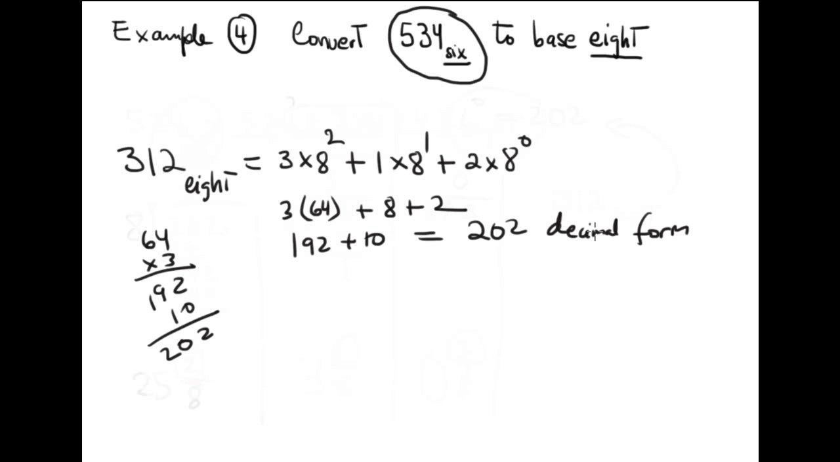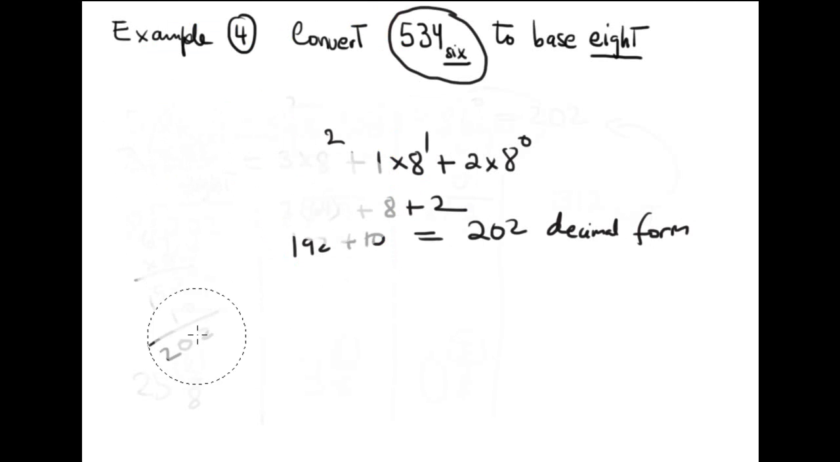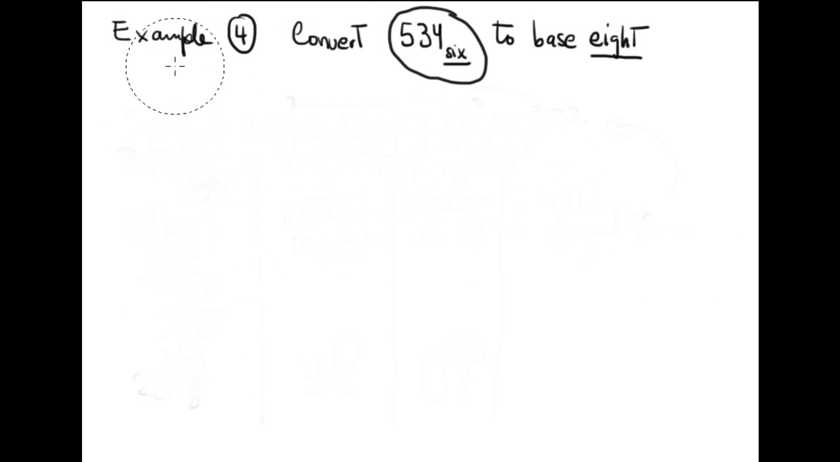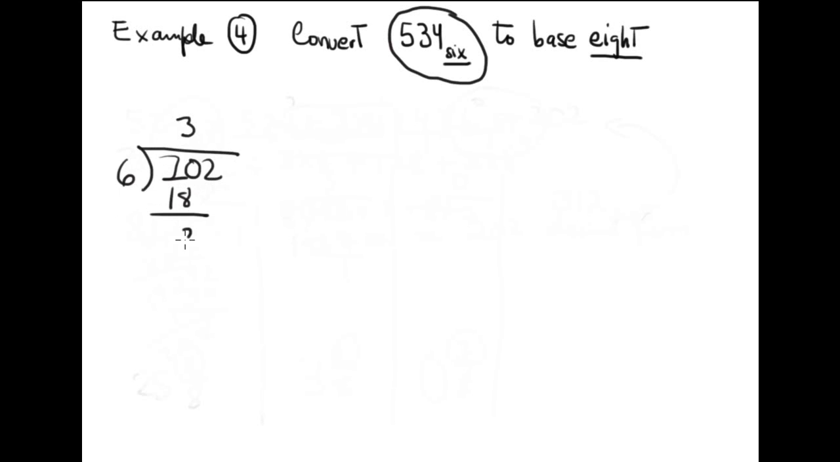Now let's convert 202 in decimal form to base 6 in order to verify if this is the answer or not. Okay, it's 202 divided by 6 because I want to convert to base 6. Is 3, is 18, subtraction is 2, bring down another 2, again is 3, is 18, subtraction is 4. My mixed number is 33, 4 over 6.